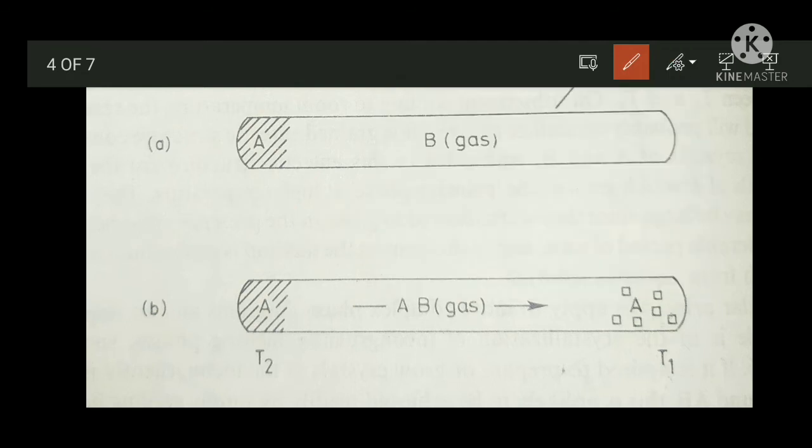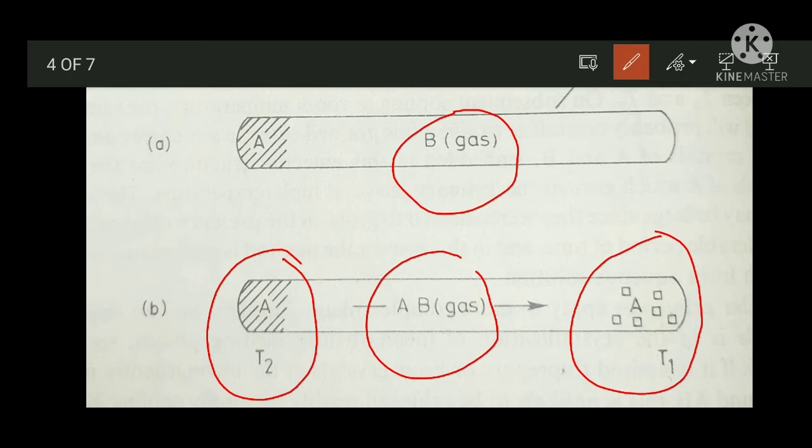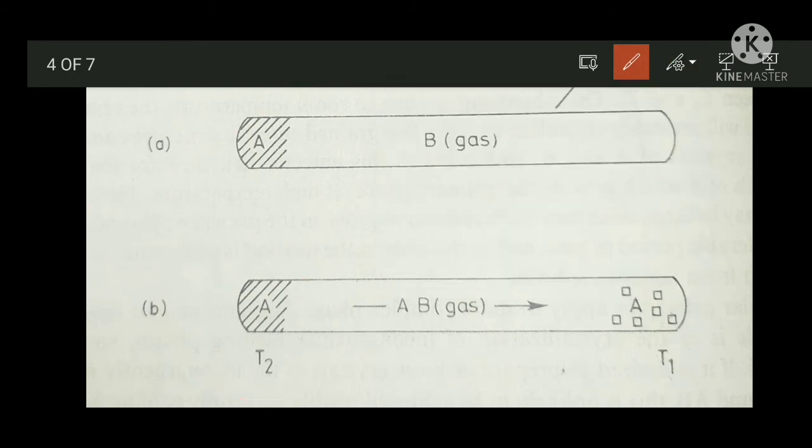Now as the temperature increases, the crystals of A start to melt, and the reactant A starts to react with the gaseous transporting reagent B to form a gaseous AB product. After that it moves to the cooler end of the tube, where this gaseous AB decomposes to form single crystals of reactant A. So this is the general procedure for formation of crystals by this method.